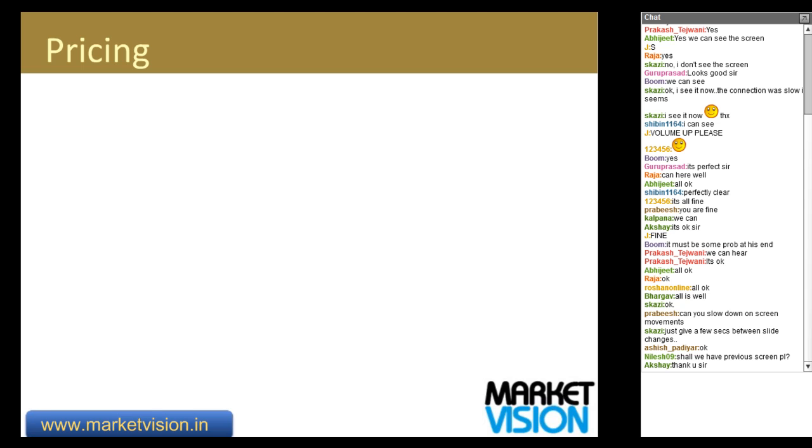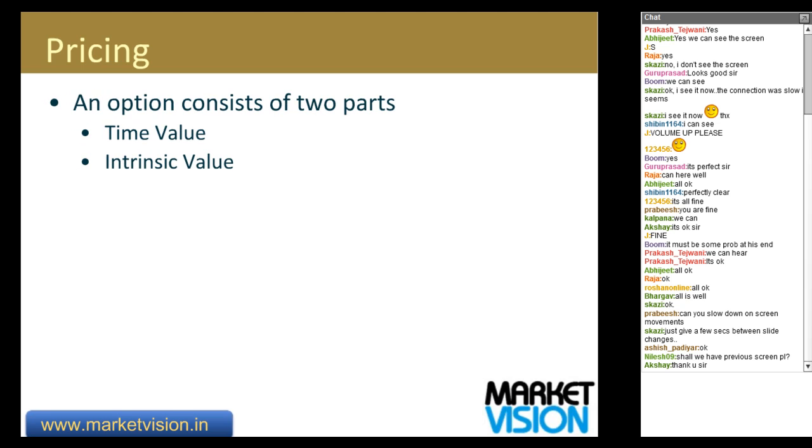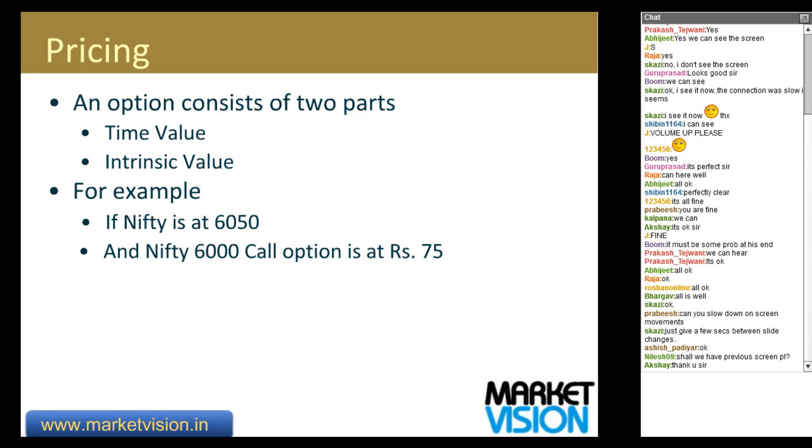Okay, so the next slide, it might take some time to load at your end. We're going to talk a little bit about pricing. Why do stock options trade at a certain price? Why are you paying me 10 rupees for that 900 rupee strike price call option? There are two kinds of values for an option. There's a time and an intrinsic value. If Nifty is at 6,050, this is an old slide, it was created in the good times. Nifty is at 6,050. The Nifty 6,000 call option may trade at 75 rupees in the market.